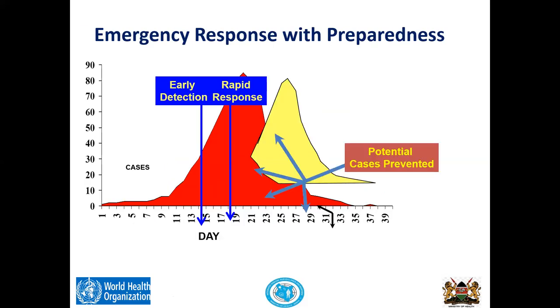So if we have a better preparedness system, where we have rapid response teams, which are already comprehensively trained, and are well supported with logistics and are working in an interdisciplinary manner, it is very possible for us to prevent very many cases and deaths from occurring in a given emergency.